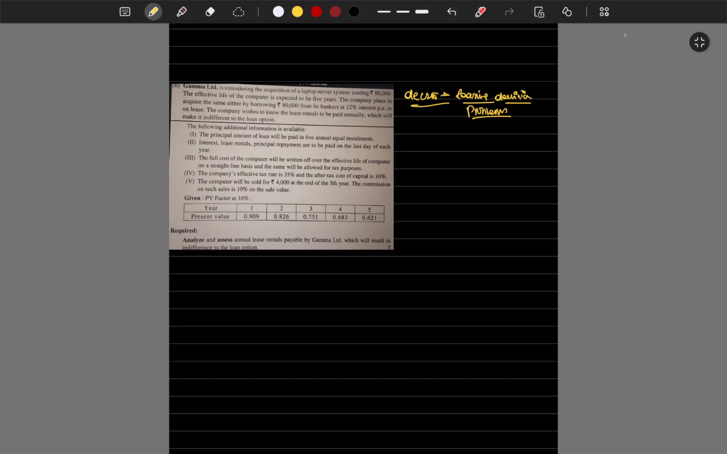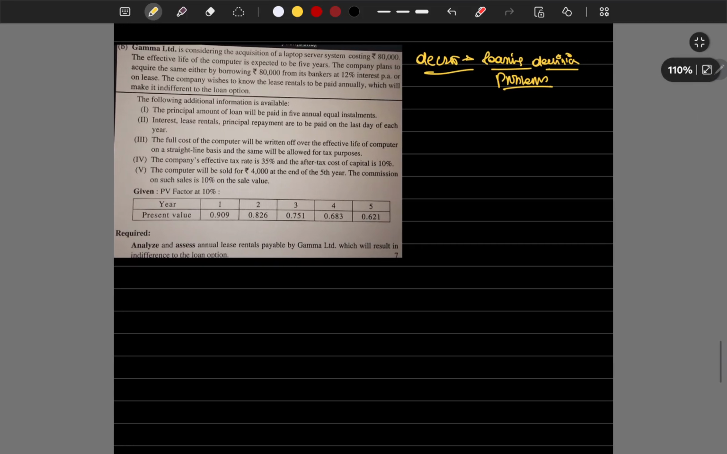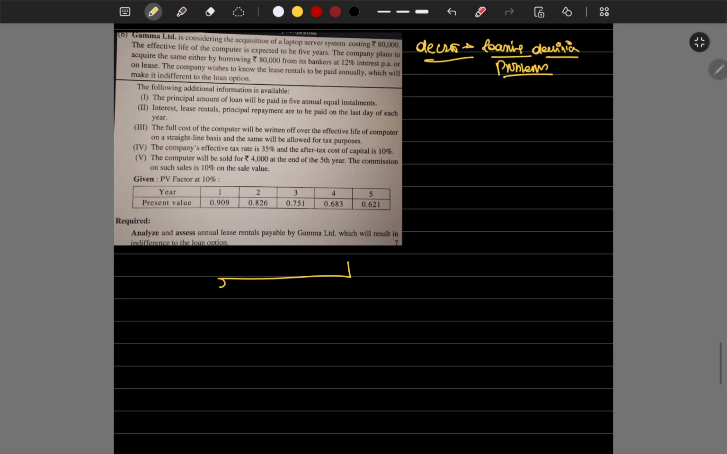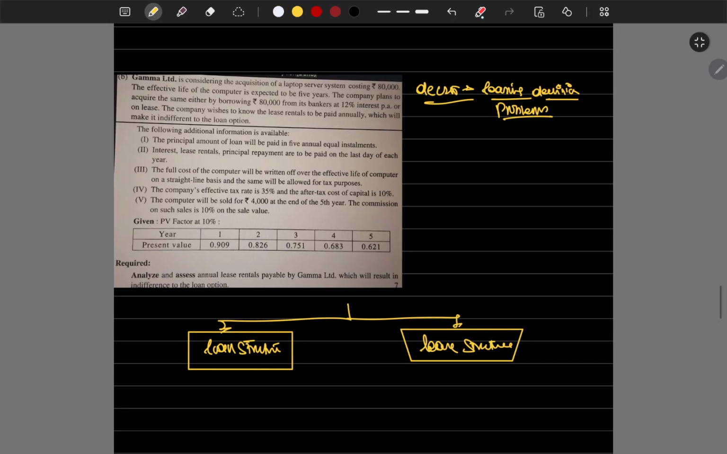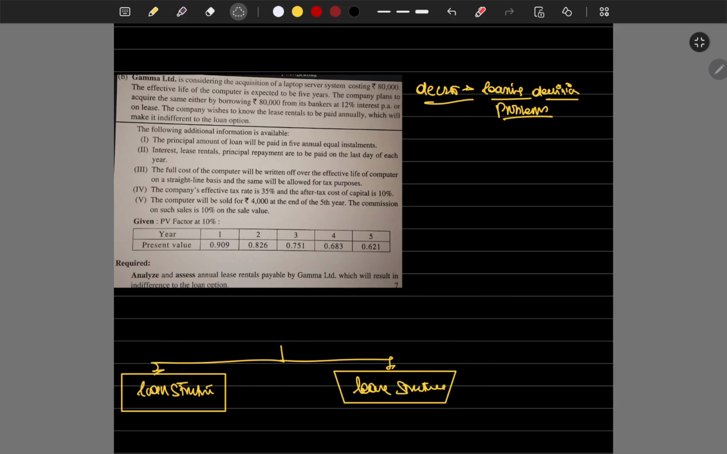December 25, another question has been asked in leasing. The concept is just 2 steps. It will be loan structure, which is loan table, and lease structure. That's it. The structure only we have to remember. The sum will come into place, the answer will come into place. What's given in the question? Let's quickly populate the figures they have given in the question. Extract the figures.